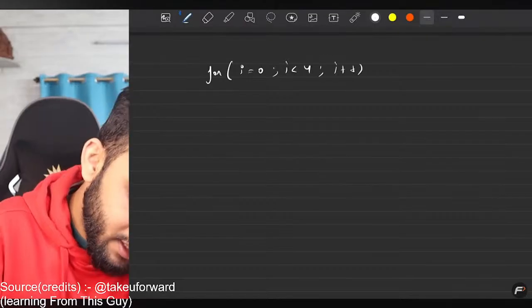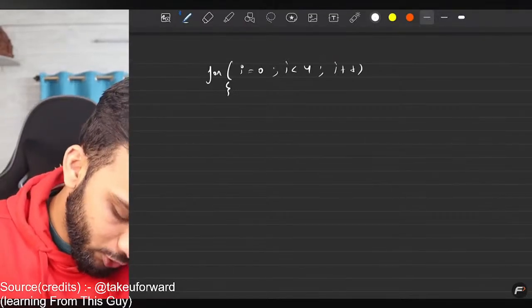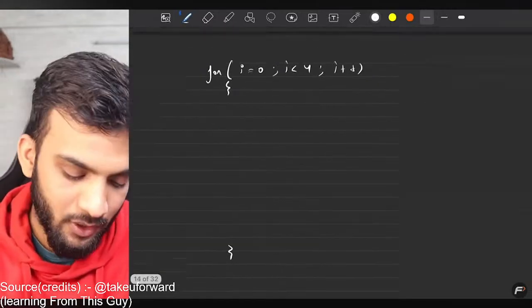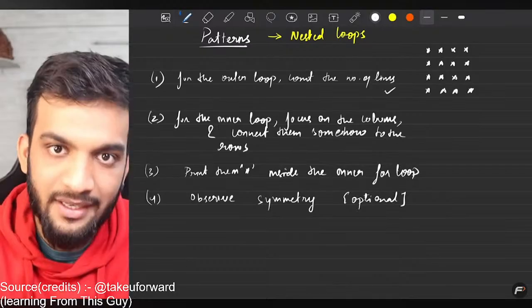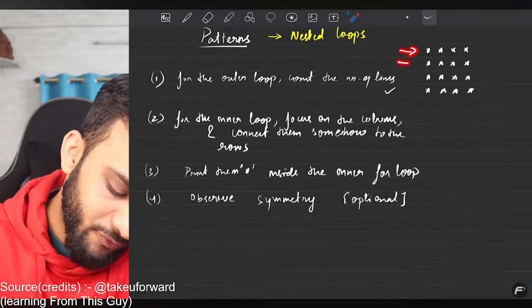Can I say this is what the outer loop will be? So this is going to be your outer loop. Pretty simple and straightforward. I can say I have somehow done step 1, which is printing for the outer loop. Okay, so we are moving on from the outer loop.